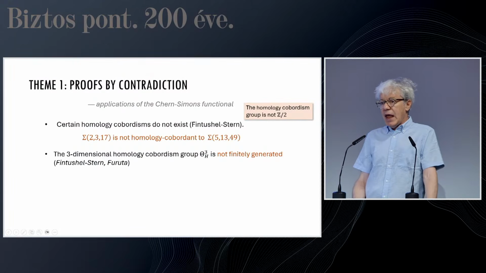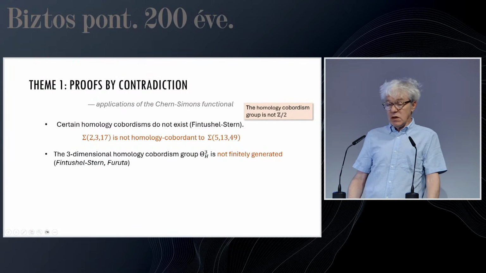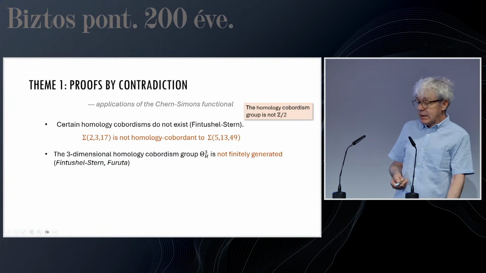They went further. They and Furuta proved the three-dimensional homology cobordism group is not finitely generated. Prior to Donaldson's work, it was possible the homology cobordism group was just Z mod 2. There was just the trivial sphere and the Poincaré homology sphere, and everything was homology cobordant to at least one of those, exactly one of those.